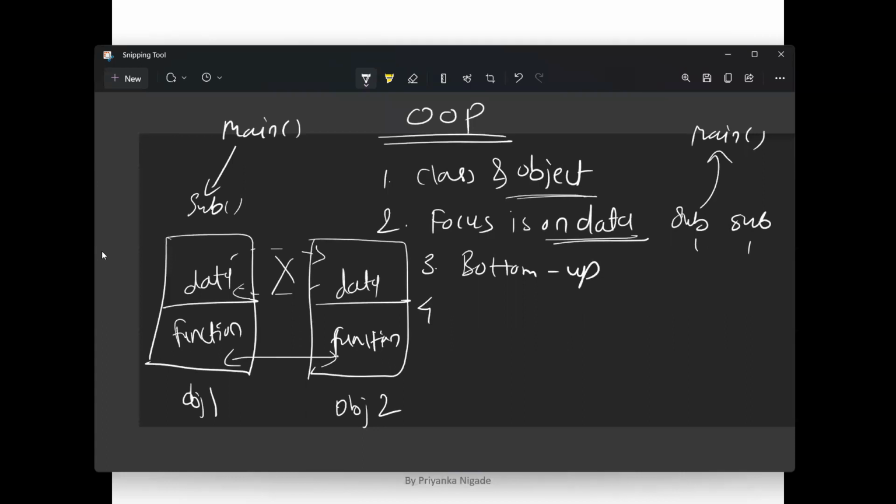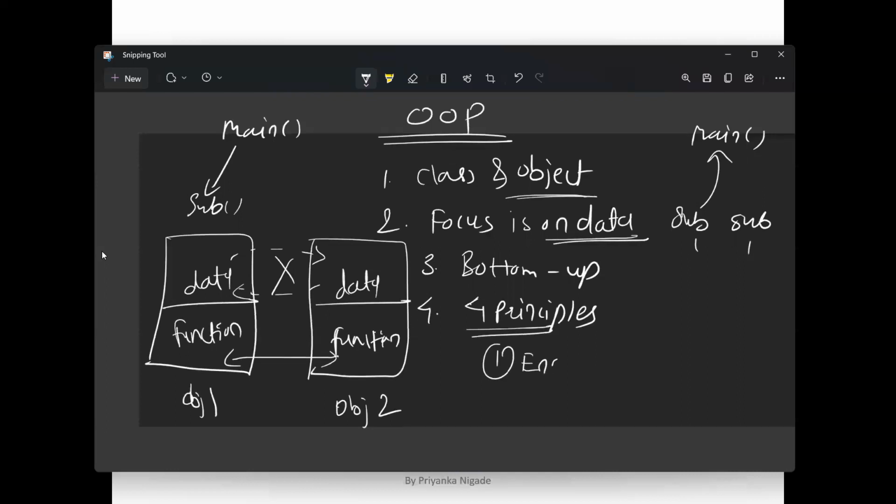Okay, it has various principles, guys. I can say 4 important principles. It has principles which make this programming pattern or this type very strong. So कौन से principles हैं? These principles we are going to learn in depth.